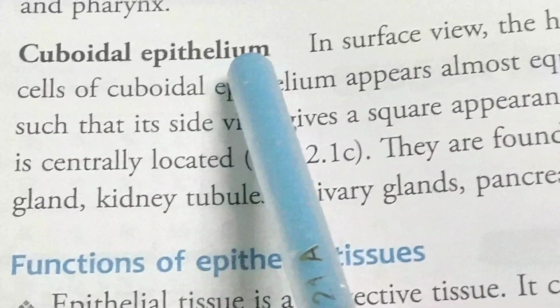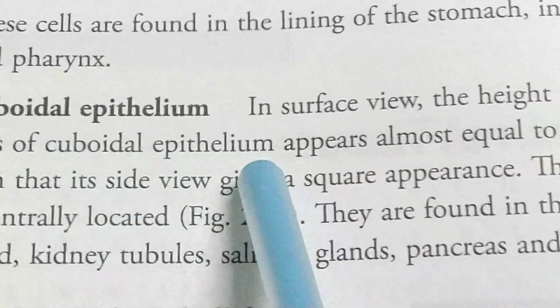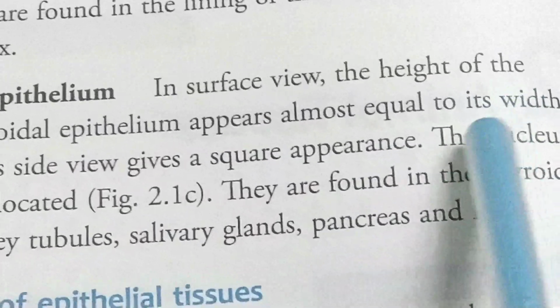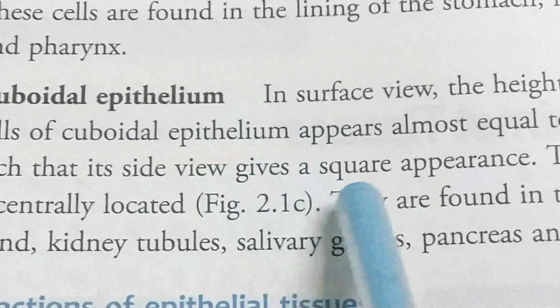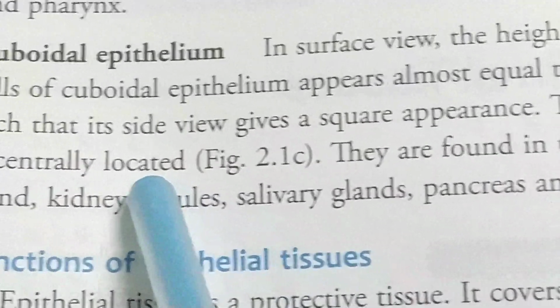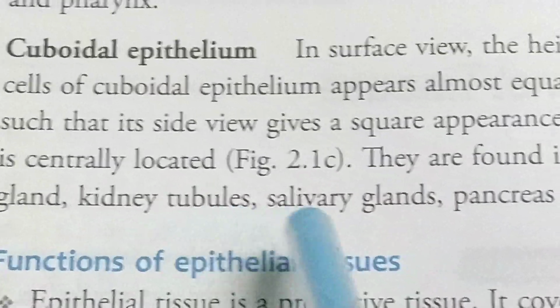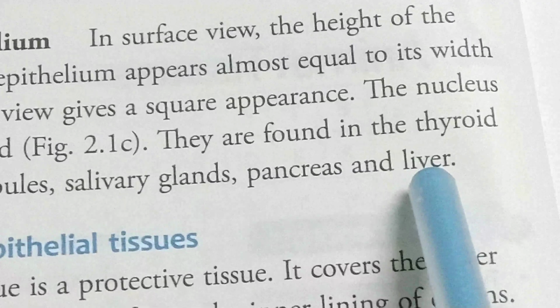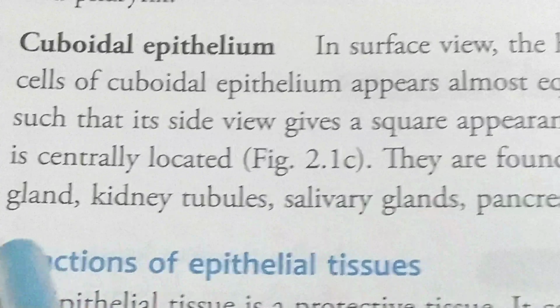Next, cuboidal epithelium. In surface view, the height of the cells of cuboidal epithelium appears almost equal to its width, such that its side view gives a square appearance. So in the case of cuboidal epithelium, the shape of the cells is basically square. The nucleus is centrally located. The nucleus stays in the middle of the cell. They are found in the thyroid gland, kidney tubules, salivary glands, pancreas and liver. So cuboidal epithelium cells are found in the inner lining of thyroid gland, kidney tubules, salivary glands, pancreas and liver.